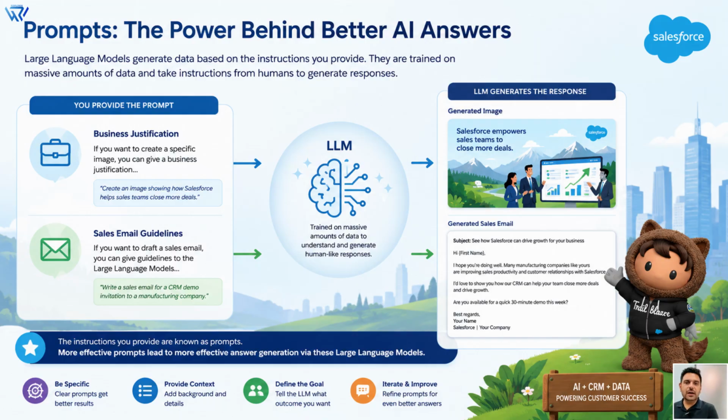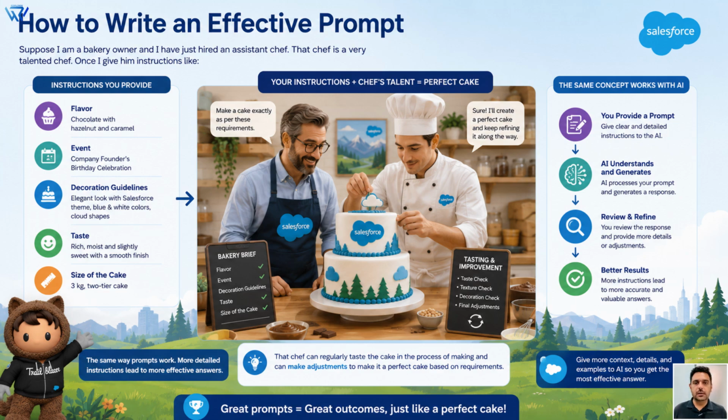Or you want to draft a sales email, you can give guidelines to large language models and they can write an effective sales email. So the instructions you have provided are known as prompts. More effective prompts, more effective answer generation via these large language models. Now, how to write an effective prompt?